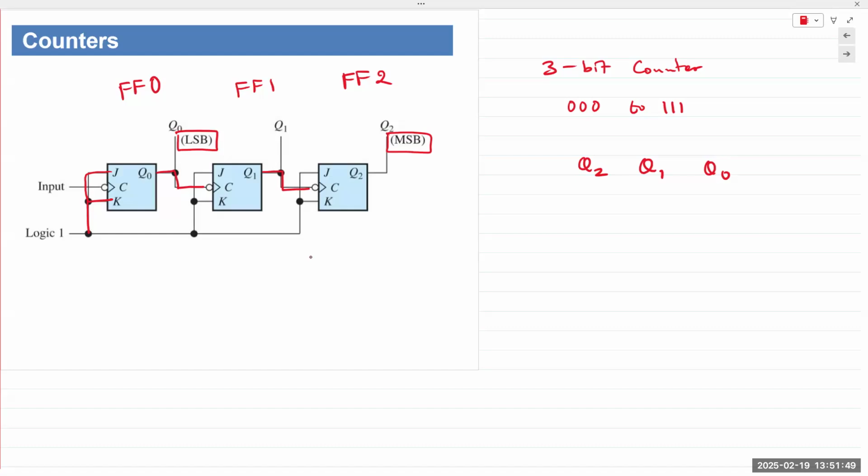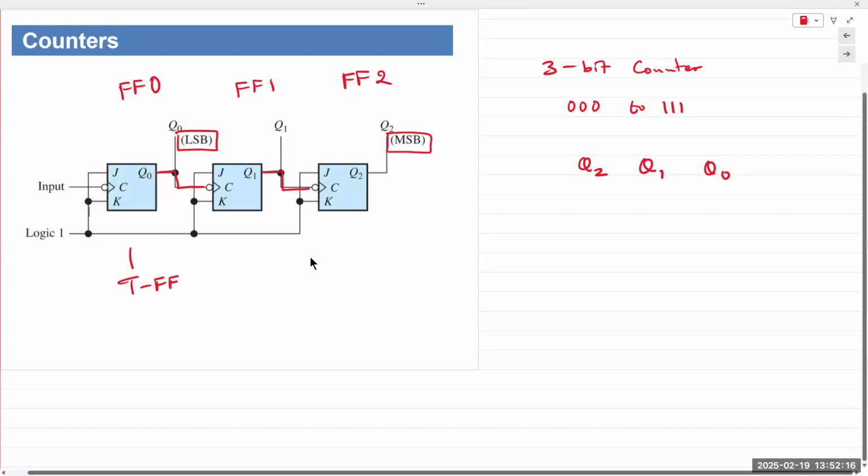Okay. The JK flip-flop is functioning as a toggle flip-flop. So the output of each single flip-flop is toggling between 0 and 1, and it's negative edge triggered. You see the bubble on the outside. It's a negative edge triggered flip-flop.